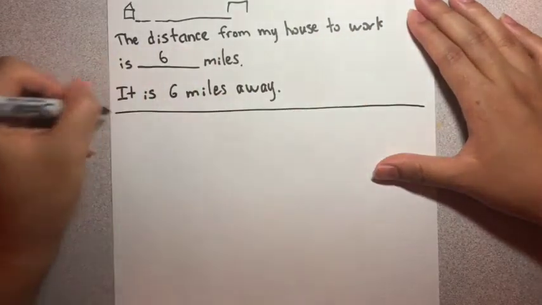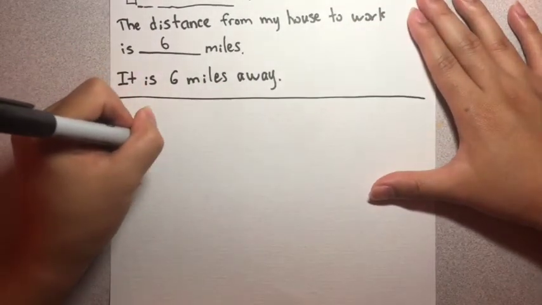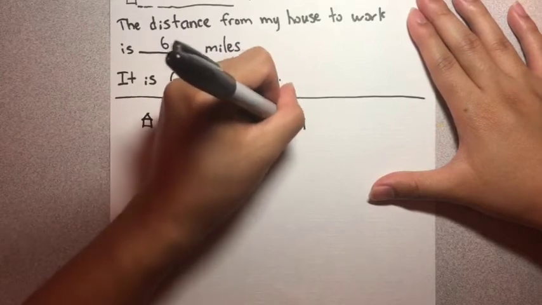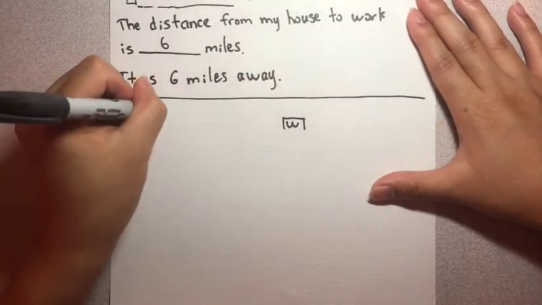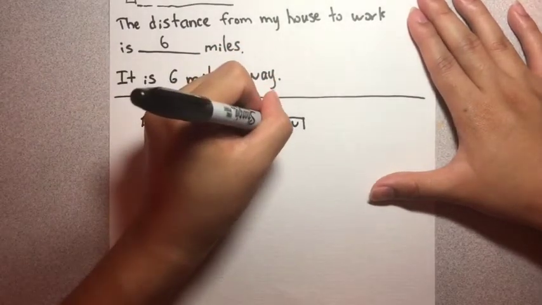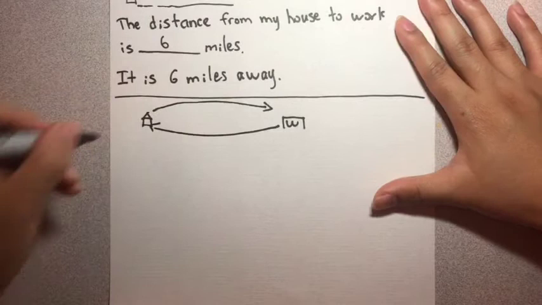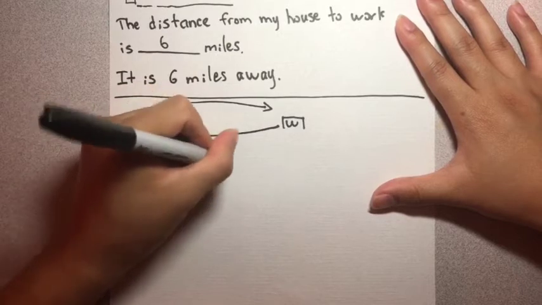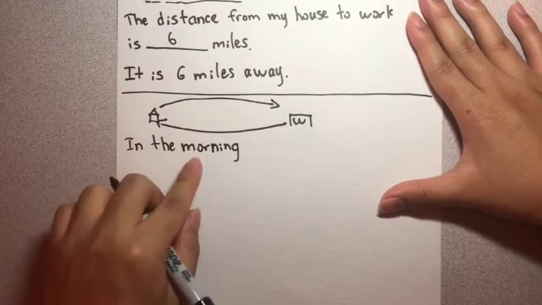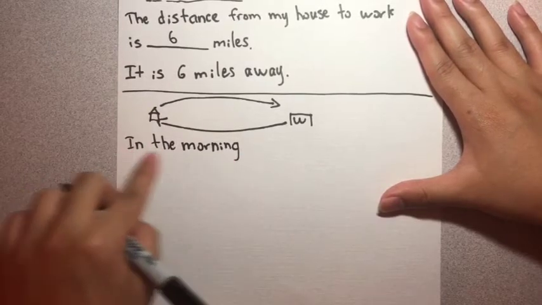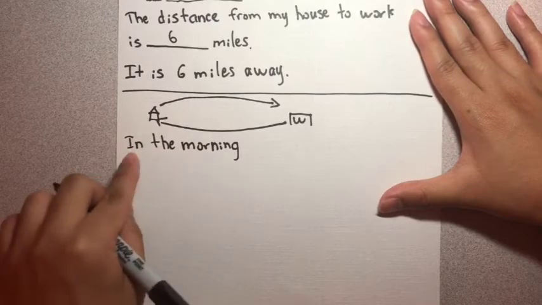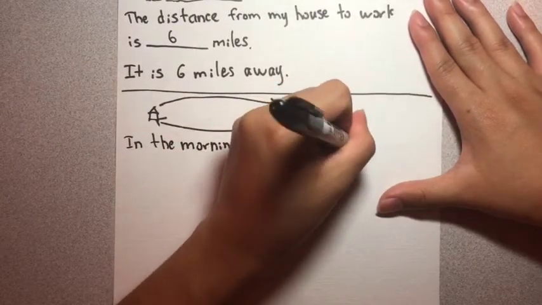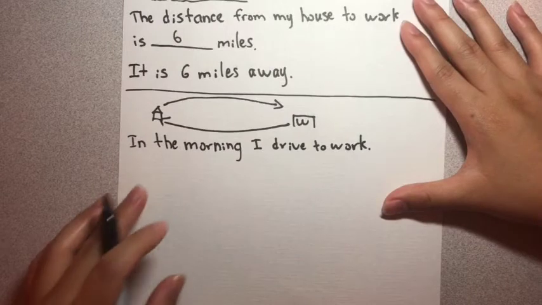So let's say every day I go from my house to work. This is work, this is my house. In the morning, I go to work. And in the evening, I go home. Remember from Unit 6, we say in the morning. We use the word in when we're talking about parts of the day. So the morning is a part of the day. We say, in the morning, I drive to work.